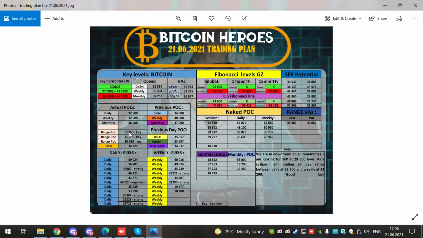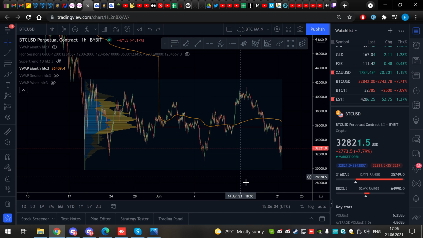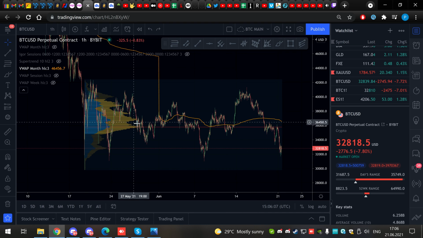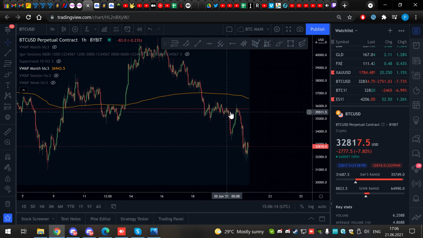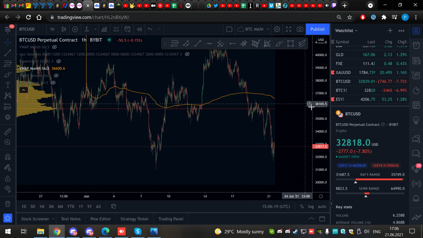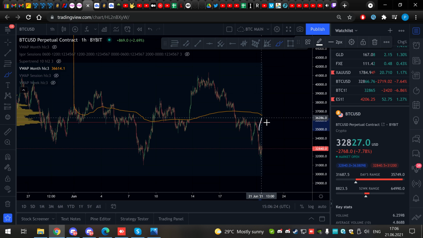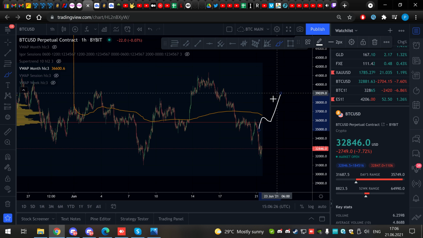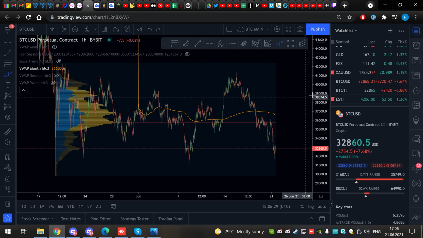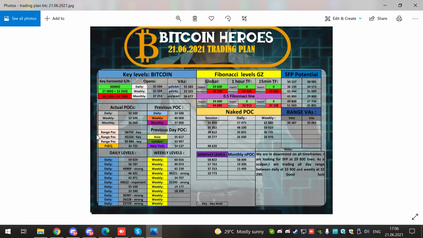They are very, very important because when you flip the point of control, you can see they acted. This middle volume zone was acting as support or resistance. So when we go to this area again, we actually did yesterday, and we stopped at the point of control. It was resistance. You see how much we fell. So it's a very, very important level. In order for Bitcoin, for example, to go up, you have to claim this point of control. Claim and then go up. Okay, so important.